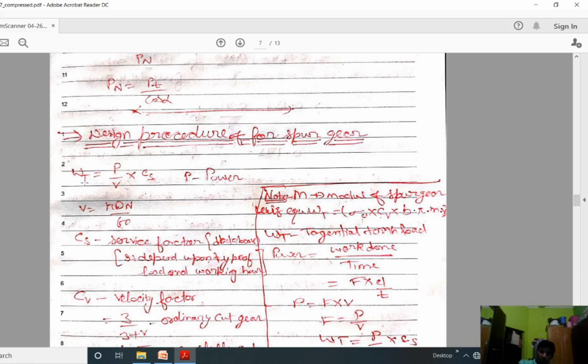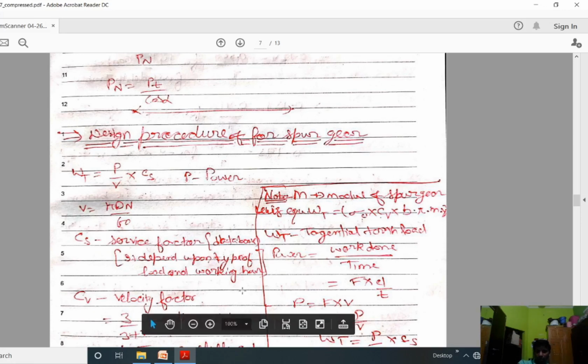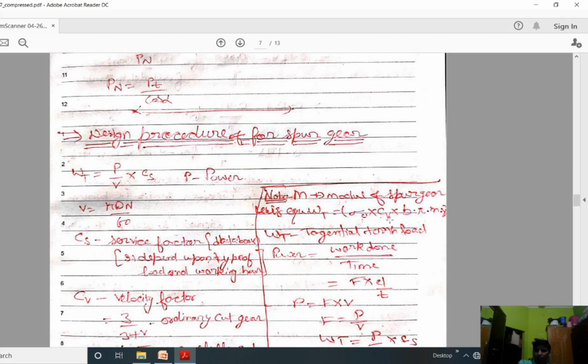So if we are given the tangential load, we may find power, and if the power is given, we may find the tangential load. If all the values are not given, then we may find the tangential load with the help of another formula: Wt is equal to sigma naught into Cv into B into pi into m into y. Here sigma naught is the stress on the gear tooth, Cv is the velocity factor, B is the face width, pi is a constant value, and m is the module.